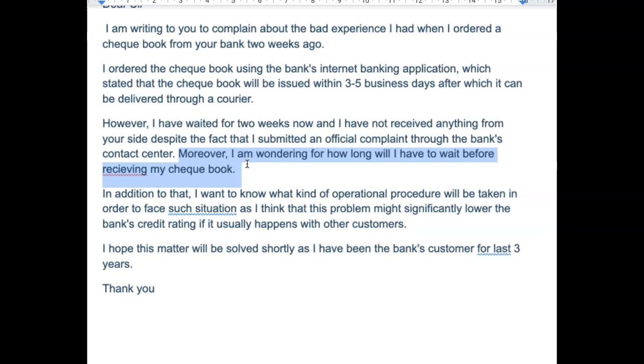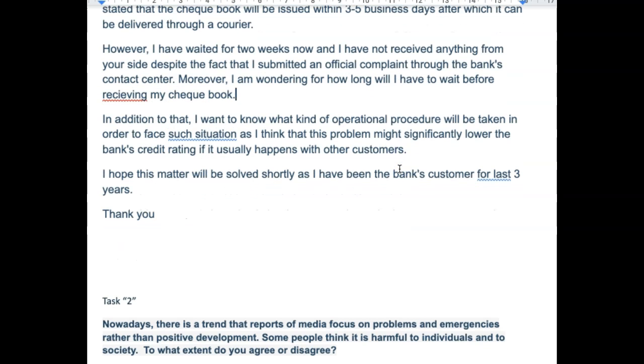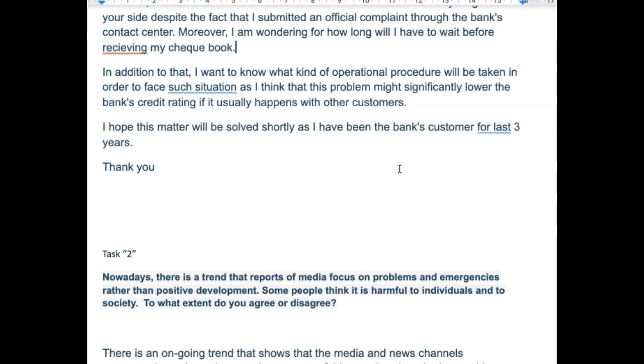So just consider upgrading not only the vocabulary, but also grammatical structures where possible. Okay, it's something to add to your review when you've finished writing. In addition to that, we could also say in addition, or furthermore would probably be more appropriate.